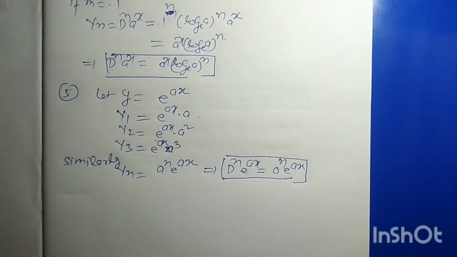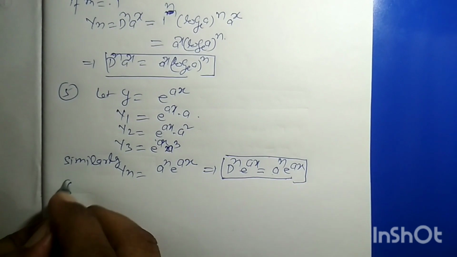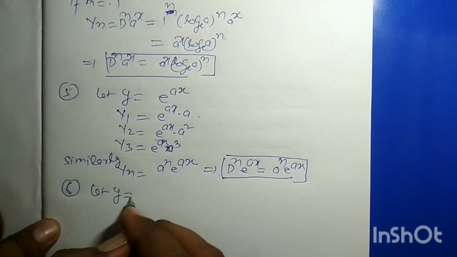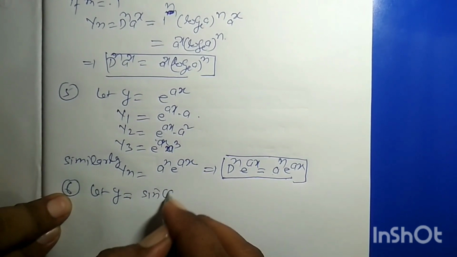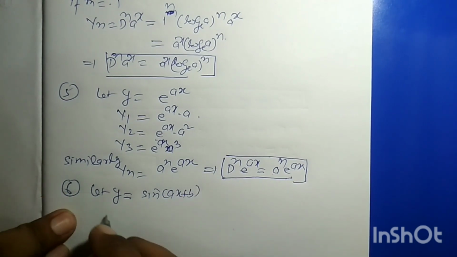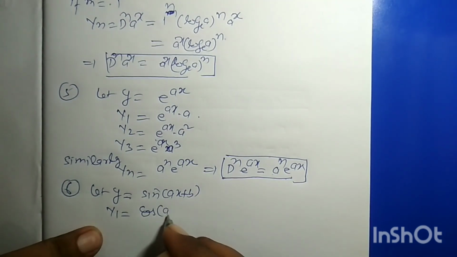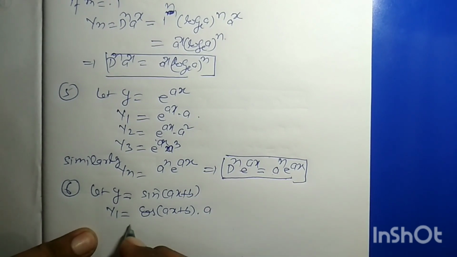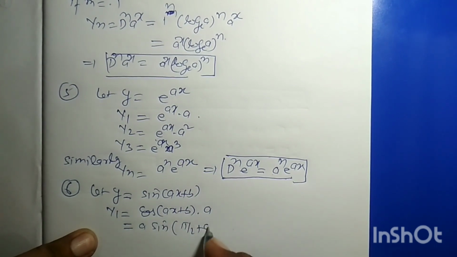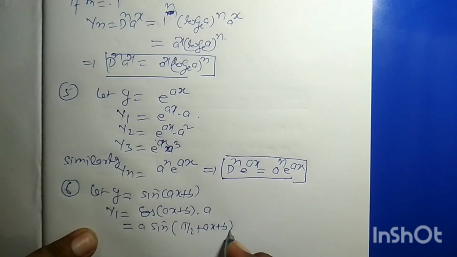And next one, let 6 is let y is equal to sin ax plus b. First derivative y1 equal to sin means differential of sin is cos, तो cos ax plus b और ax plus b का a, and arrange this like as we convert cos in sin like as sin pi by 2 plus ax plus b. Now differentiate it for the second derivative.